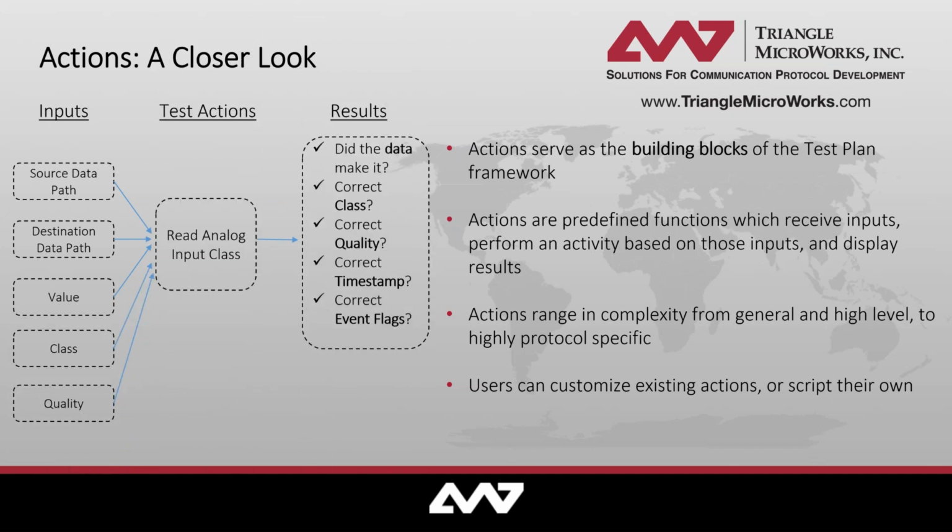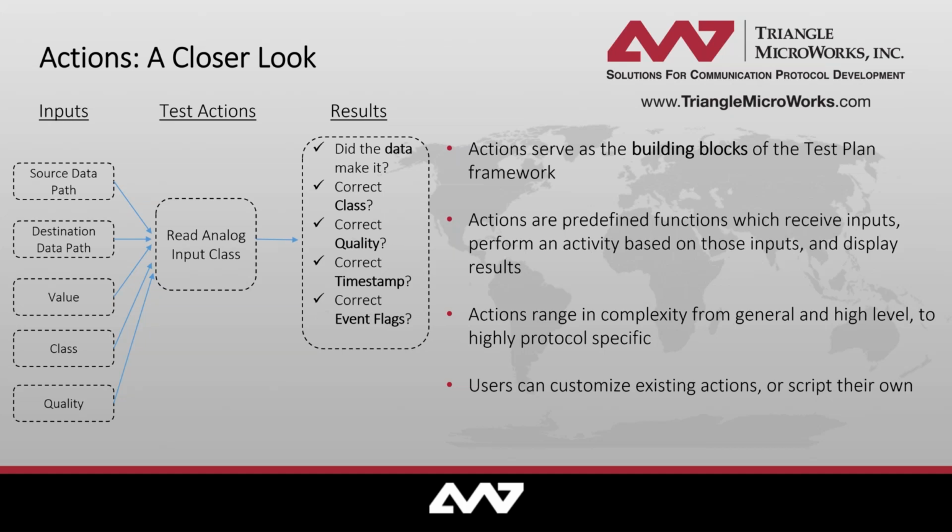Read analog input class is an action specific to the DNP3 protocol. Like the generic monitor data point, this action will perform a source to destination value mapping test, specifically on a data point of the type analog input. However, unlike the more broad action that we used before, this action allows for testing of features and metadata specific to this protocol and data type. For example, class, quality, flags, and timestamps can all be tested with this action.